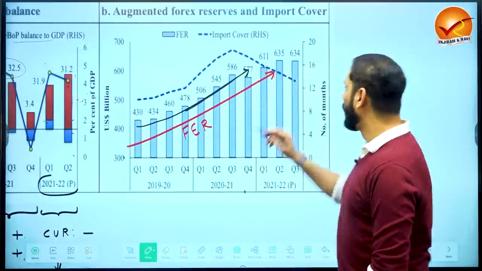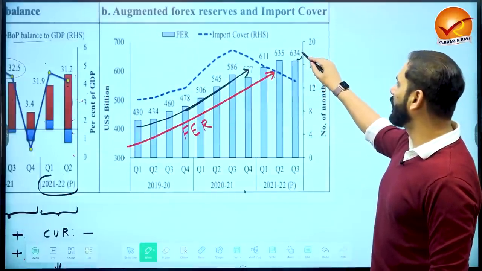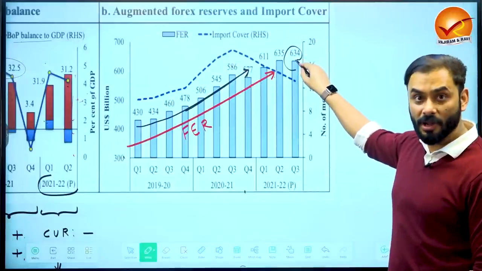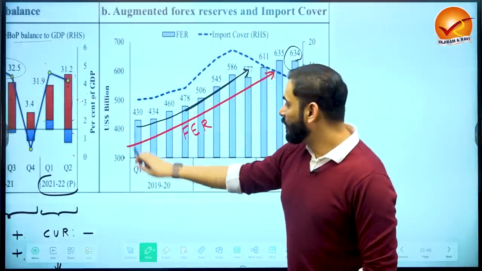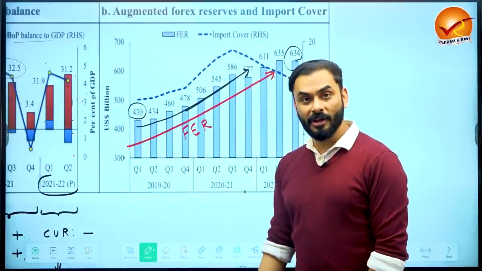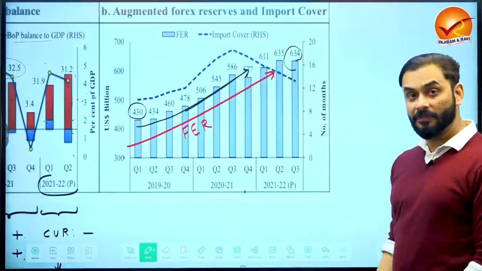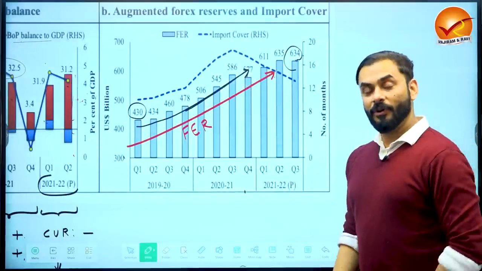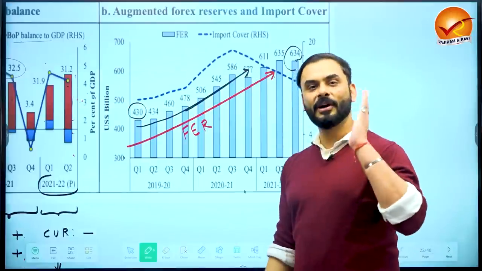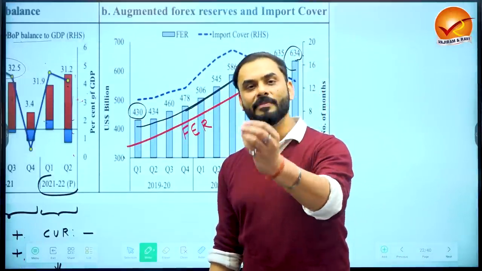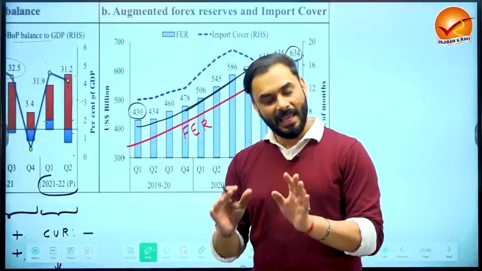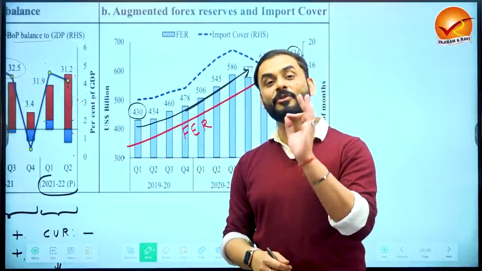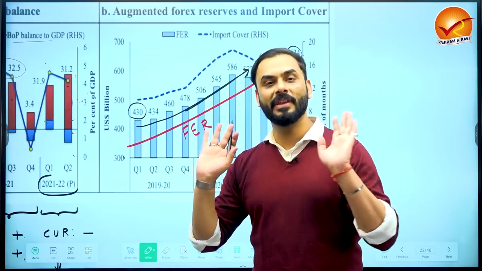Forex reserve, RBI. Currently RBI has $634 billion of foreign exchange reserve. In 2019, we had $430 billion of Forex reserve. Now we have $634 billion. This is good enough for India to keep importing without any stress for 13 to 14 months. Even if we don't earn anything, we have so many dollars with RBI that for at least 1 year, we can import anything we want very comfortably.